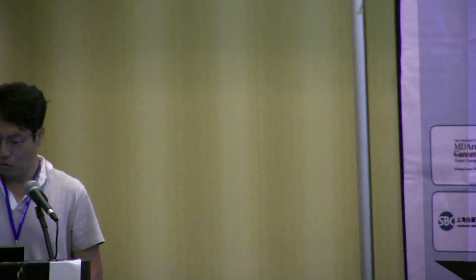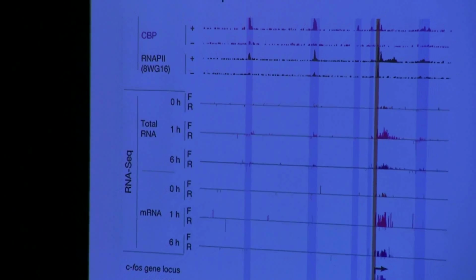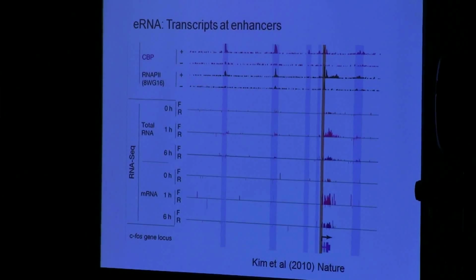Yesterday I tried to find some non-coding RNA annotation in Ensembl. There are many types of non-coding RNAs, including tRNA, rRNA, and lincRNA, which is popular these days. Especially, I would like to talk about enhancer RNA here. Enhancer RNA is the transcript that is produced at enhancers, which has been shown since 2010, when Greenberg's group identified transcripts at enhancers using their RNA-seq data.